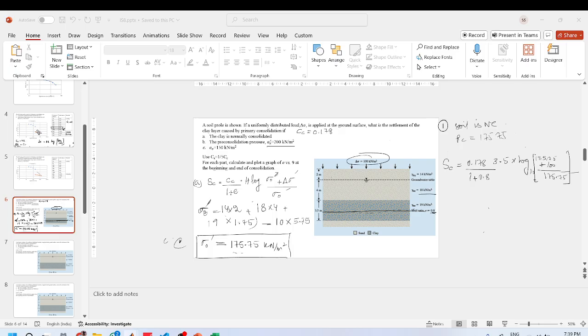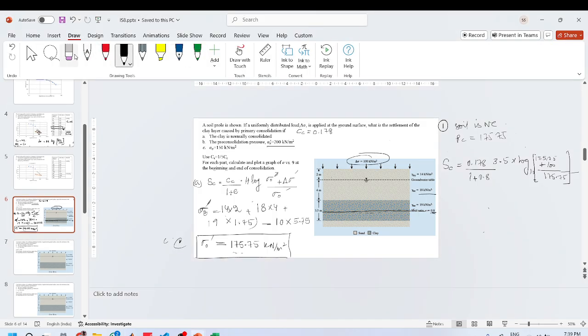Let me check. 14 into 2 plus 18 into 2 plus 19 into 1.75 minus 10 into 5.75. This is actually 75.7.